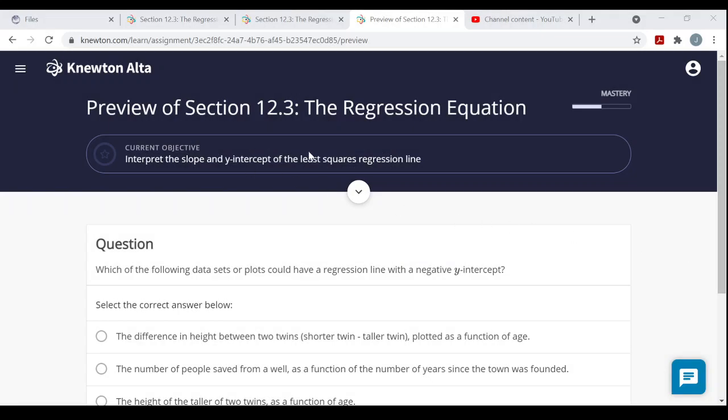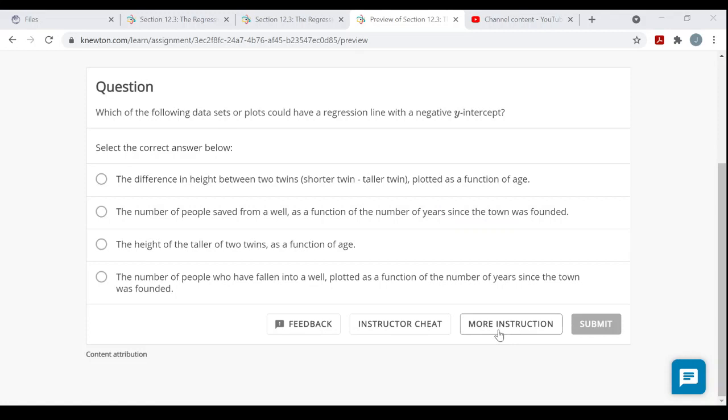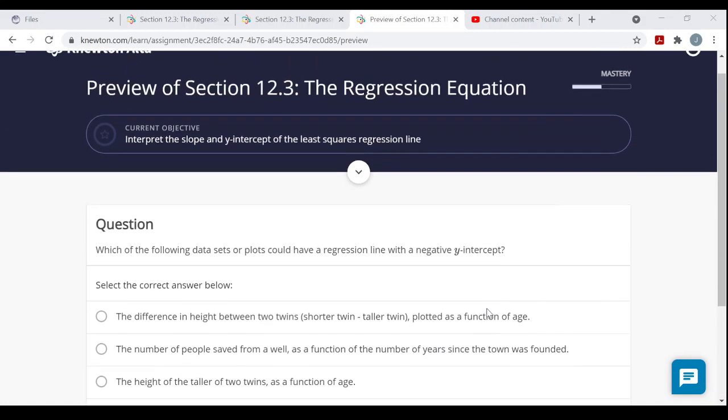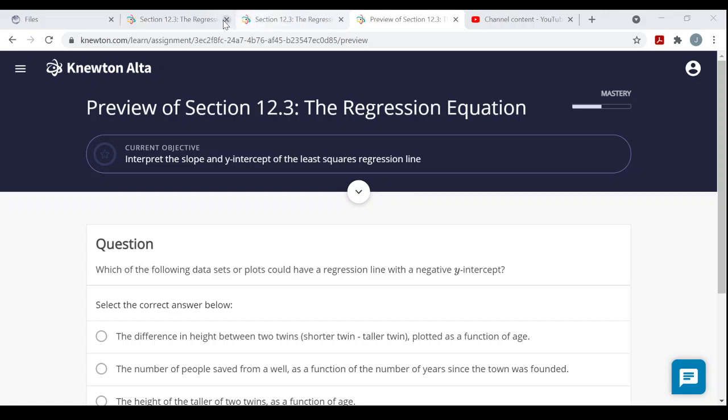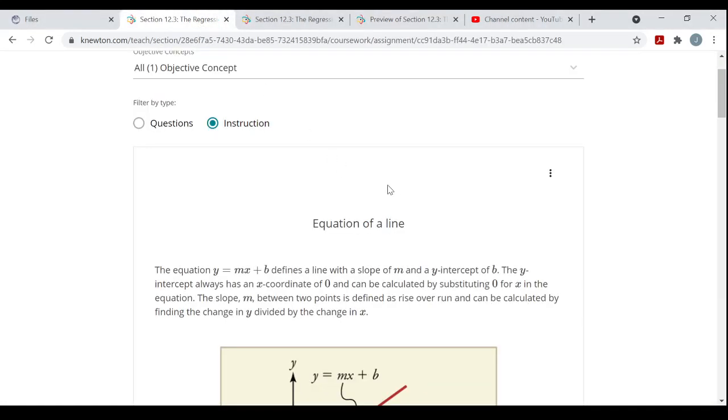If you want to see more about the topic, click on More Instruction, look at their notes, their videos, their examples. Hopefully those help you. In fact, I'll show you some of the notes here.